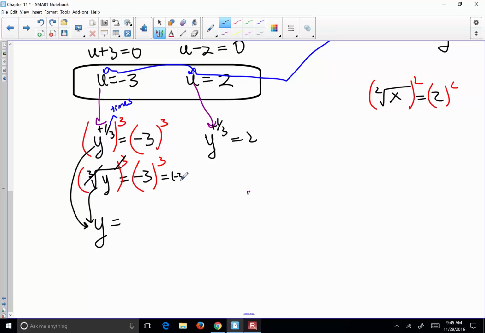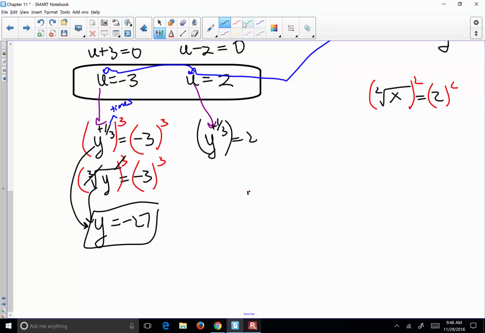Isn't this -3 times -3 times -3? What is triple -3? Minus 27. Yep. So you found the first solution. Congratulations. Get the other one next.